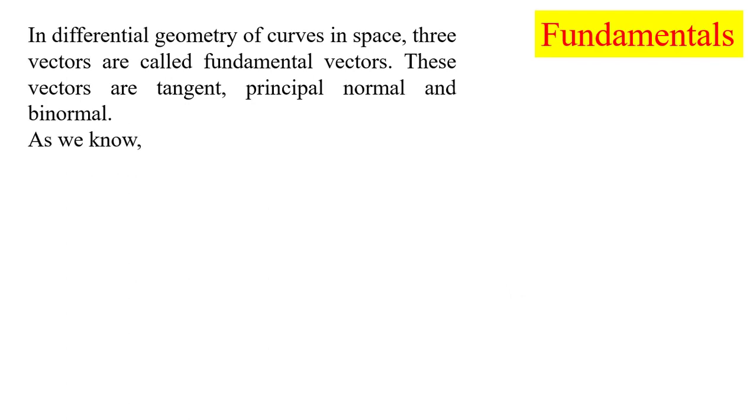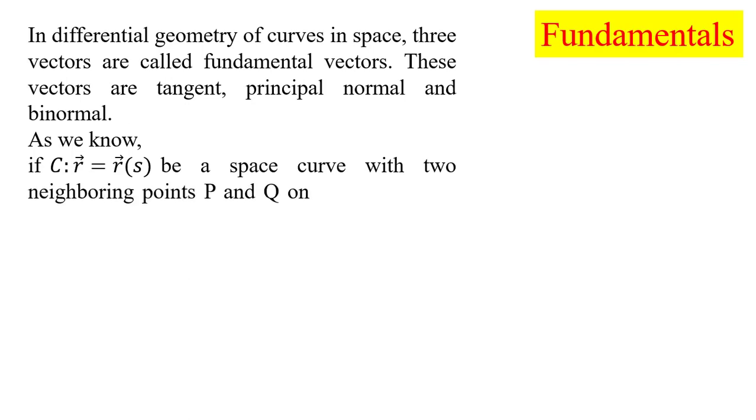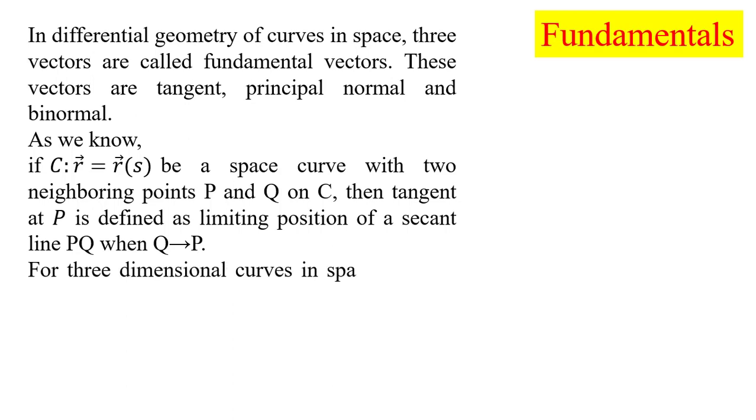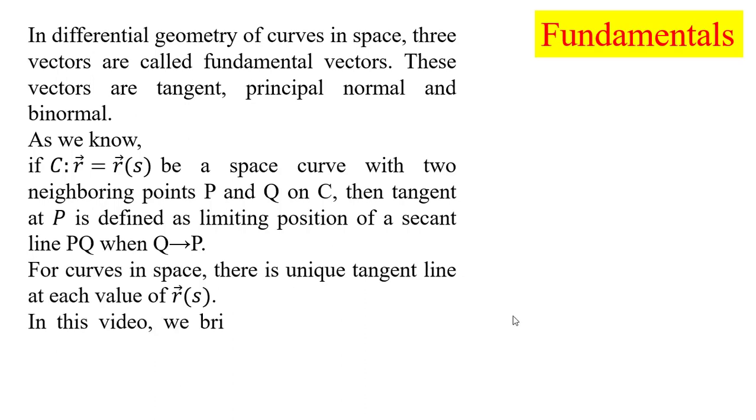We already know that if C is a space curve with two neighboring points P and Q on C, then the tangent at P is defined as the limiting position of secant PQ when Q tends to P. For curves in space, at each point of C, there is a unique tangent vector. In this video, we briefly describe the fundamental vectors.